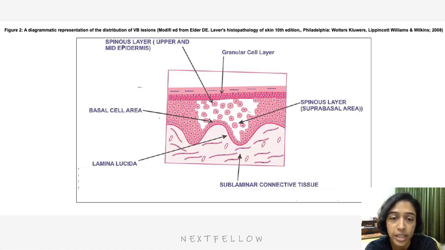Then is the granular cell layer. Below that is the spinous layer. So that mid-epidermal level is the spinous layer, and it extends till the suprabasal level. Okay, that's the lower spinous layer. And the last is the basal cell area. Beneath that you have the basement membrane zone separating the epidermis from the dermis. So that's divided into lamina lucida and lamina densa. And below that you have the sublamina connective tissue.